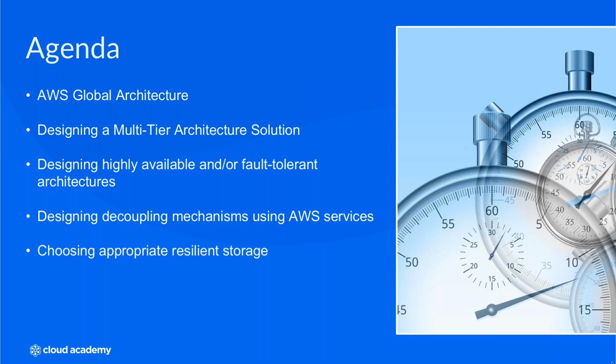And then following this, we're going to be breaking down each of the four subdomains. So designing a multi-tier architecture solution, designing highly available and or fault-tolerant architectures, decoupling mechanisms using AWS services, and choosing the appropriate resilient storage. Now, in domain one, just before I go, it does equate to 30% of your total score. So it is worth paying particular attention and putting in the extra effort for this domain because it is the largest percentage domain.